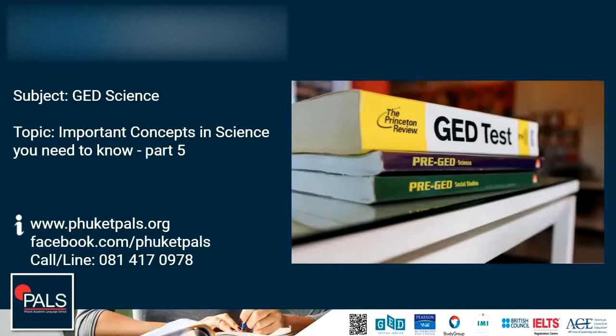Today's topic is GED science, and we will talk about important concepts in science you need to know for the GED science test. This is part 5. We will continue in the grand topic of ecosystems and ecology, focusing on biogeochemical cycles, or as you might know them, nutrient cycles.